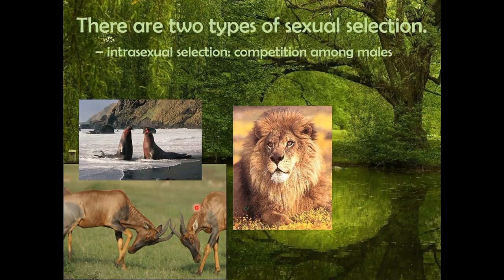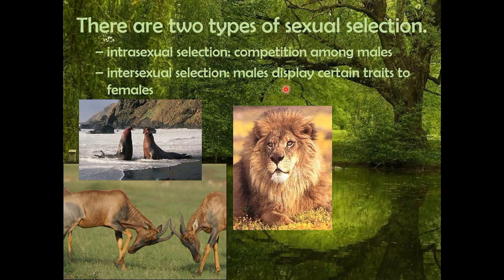The first one is intrasexual, and that's when there's competition among males of the species. That's like these elephant seals here fighting on the beach for the harem of females, or these gazelle fighting each other in order to have mating rights. So males fighting males is intrasexual selection.